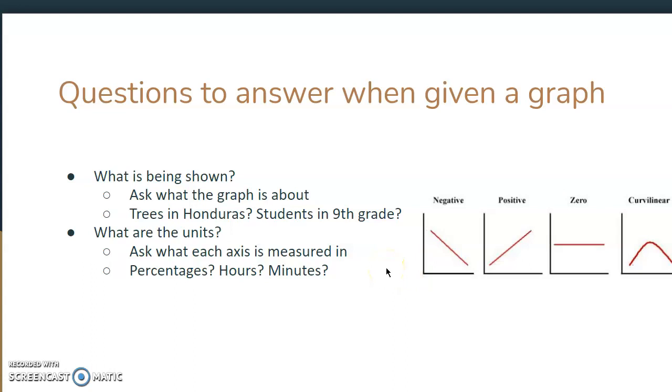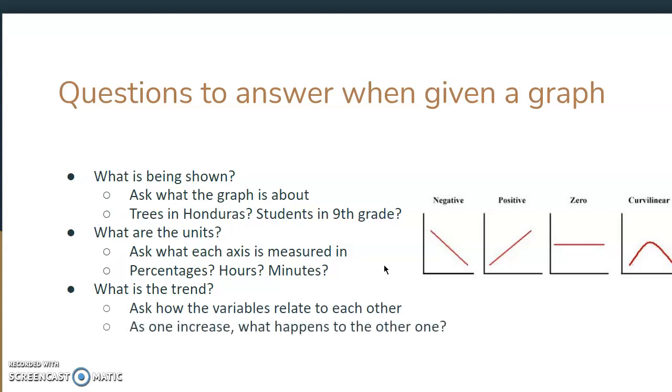Percentages, hours, minutes, where are our units? And then the last thing is a trend. So ask how the variables relate to each other. So as one increases, what happens to the other one? We can look at maybe on our x-axis, as this variable gets bigger, what happens to our y? Does our y get bigger or smaller?